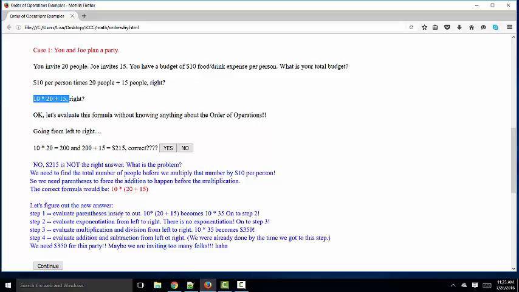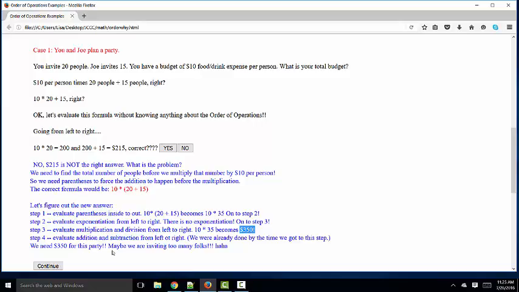A computer thinks about it like this. It evaluates the parentheses from inside to out. So $10 times (20 plus 15) becomes 10 times 35, because this has to be done first. Step 2, it looks for exponentiation. Fortunately, there is no exponentiation, so we go to step 3. Step 3, we evaluate multiplication and division from left to right. So 10 times 35 now becomes 350, our correct answer. Step 4 is addition and subtraction from left to right, but we don't have to do this because we've already arrived at our answer.